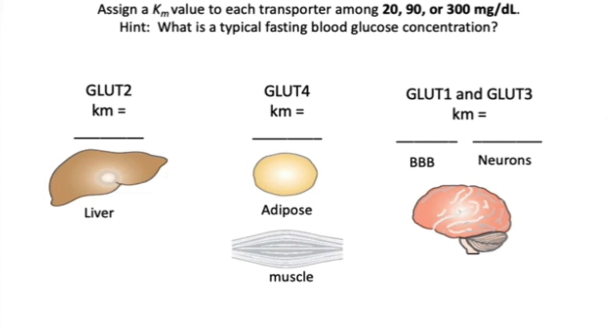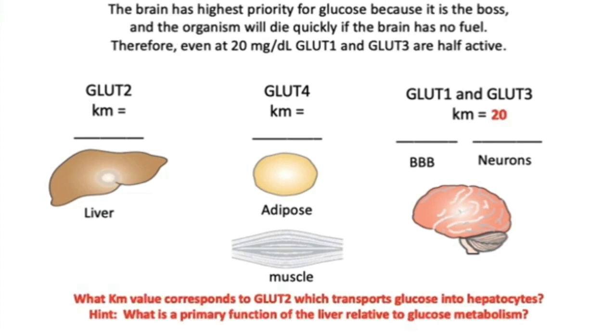Now I'll give you a clue. Which of these tissues do you think you want to get glucose no matter how low the glucose supply is? And based on that, which of these values will apply there? Number 1, the brain always gets first dibs on everything, right? You need to keep your brain alive. And that means the Km value for GLUT1 and GLUT3 is going to be which of these 3 values? It's going to be 20. Even at 20 milligrams per deciliter, the transporters that bring glucose into the brain are going to be half active.